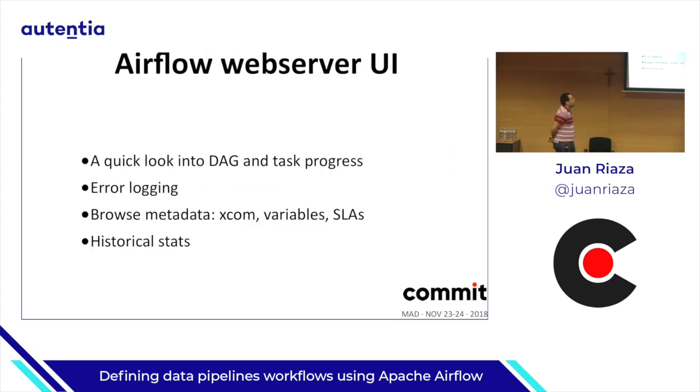So the web server UI does pretty much search for, having a quick look into DAG and triggering and checking the task's progress. It does have error logging integrated. So the good part is with Airflow, each task or operator could be in a different language. We could have a step which is just Bash, another step which is just Python, Golang, or even an external service. But we have the information about what has happened on every step on a unified log that we can check at the web server UI.